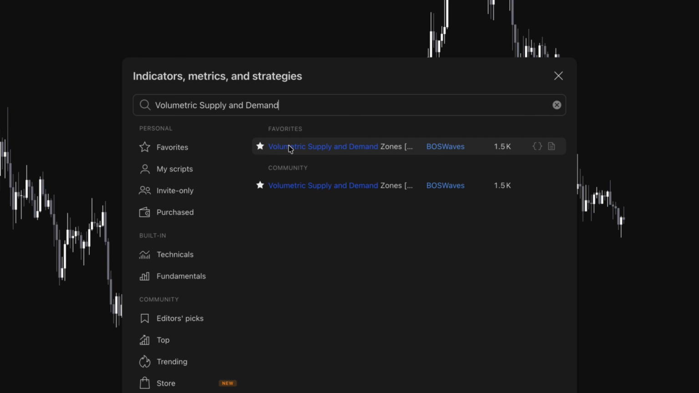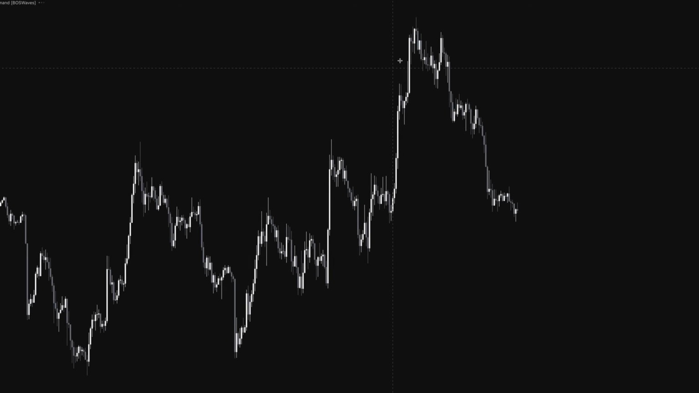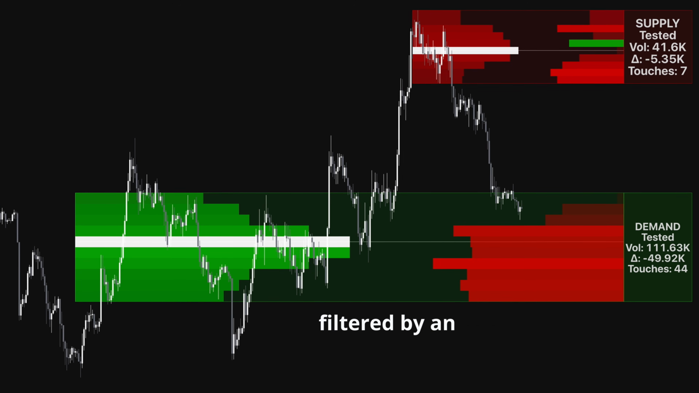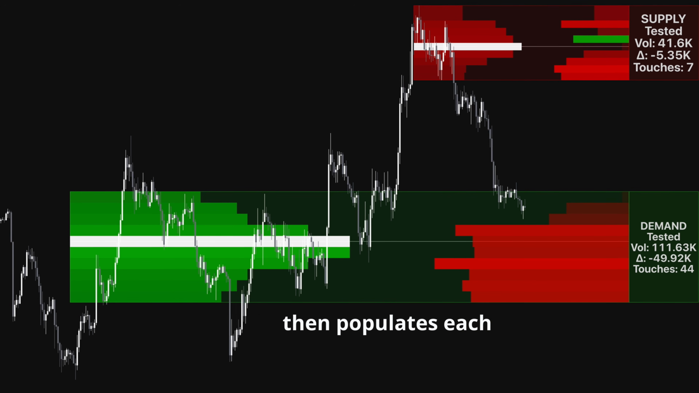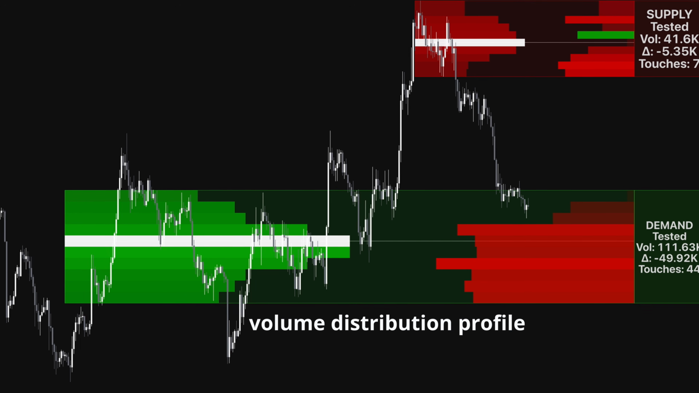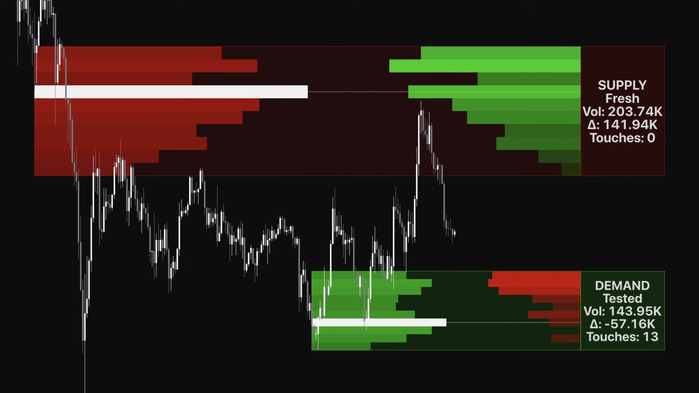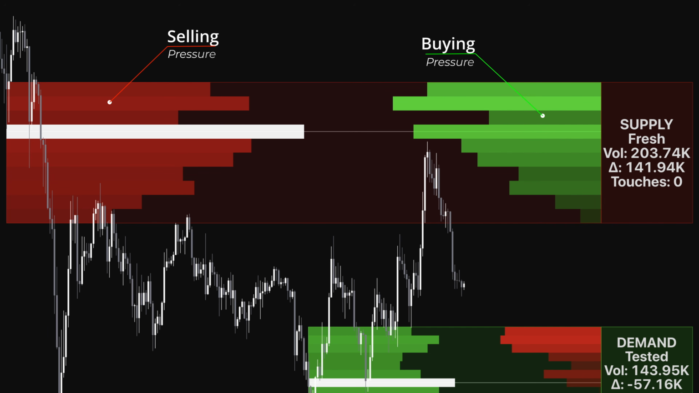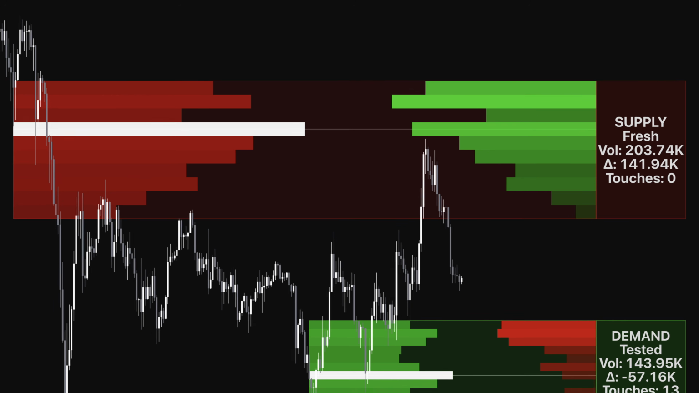Volumetric Supply and Demand, published by Boss Waves, identifies supply and demand zones using swing pivot detection filtered by an impulse size requirement, then populates each zone with a volume distribution profile and a delta profile. Rather than a plain-colored rectangle, each zone contains a breakdown of where volume was concentrated and whether activity inside it leaned toward buying or selling pressure.